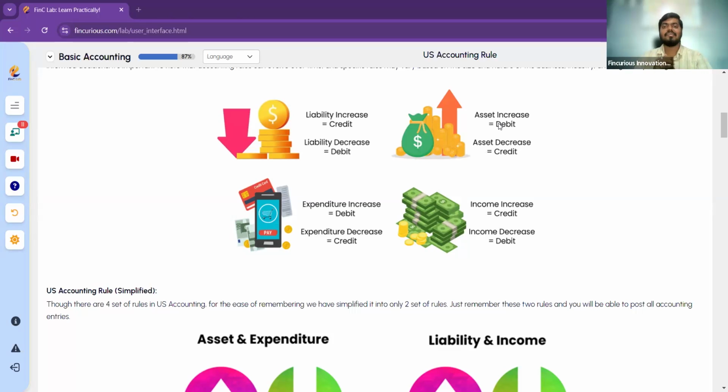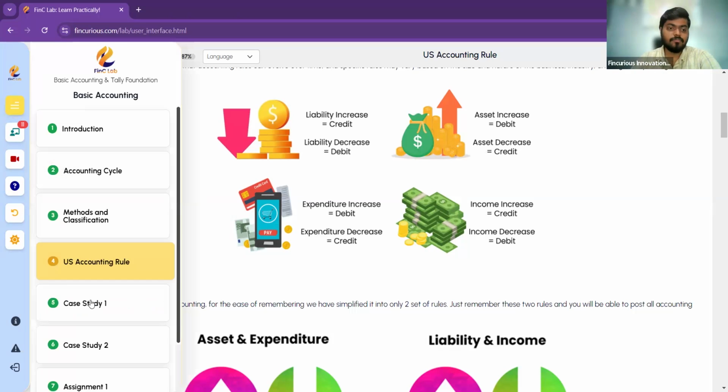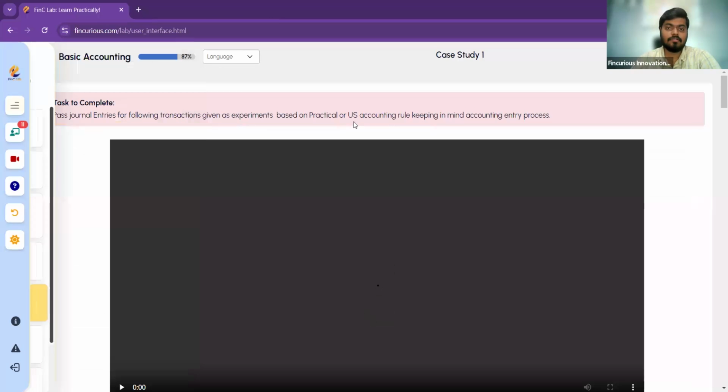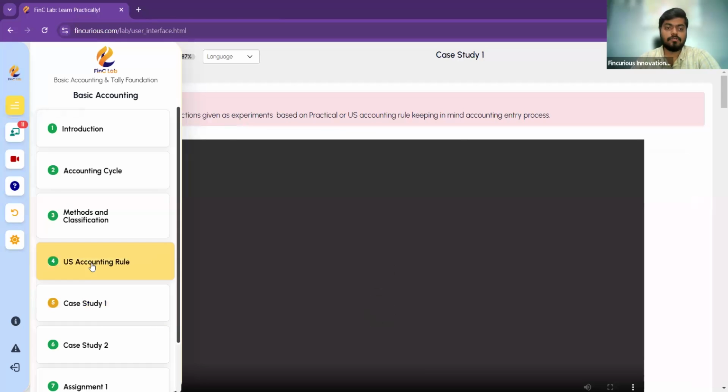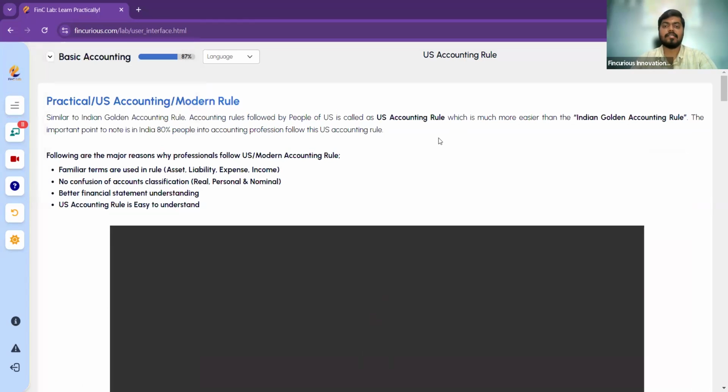Let us actually do these things in our gamification tool. I'll show you what this gamification tool is. If I go to the case study, you can see the task to complete is to pass journal entries for the following transactions, based on practical accounting rule, keeping in mind the accounting entry process. So what is this accounting entry process? I'll go back to the US accounting rule and explain it.